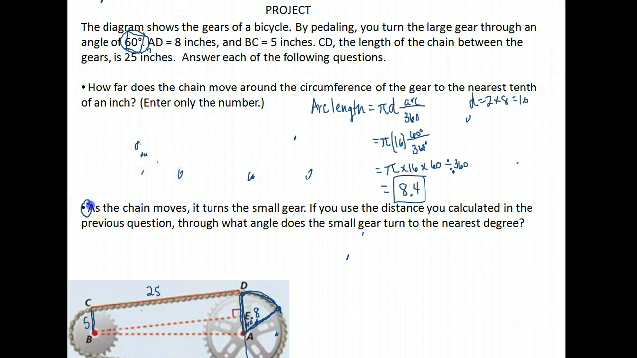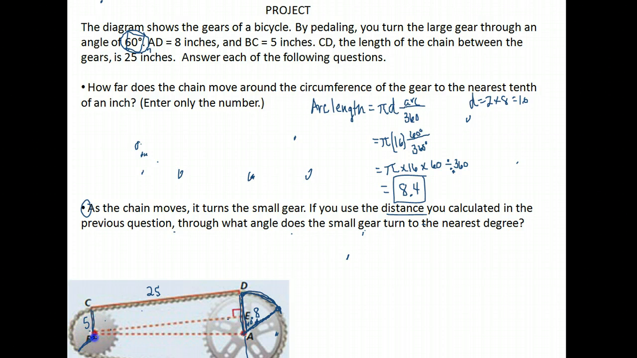Our next question said, as the chain moves, it turns the small gear. If you use the distance you calculated in the previous question, through what angle does the small gear turn to the nearest degree? So this is turning our question around backwards. We don't know the angle. We want to know what angle it turned the little gear. It's going to turn it more than the big gear, right? Because it's going to turn the little one further.